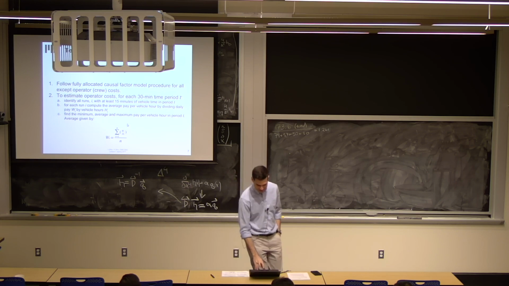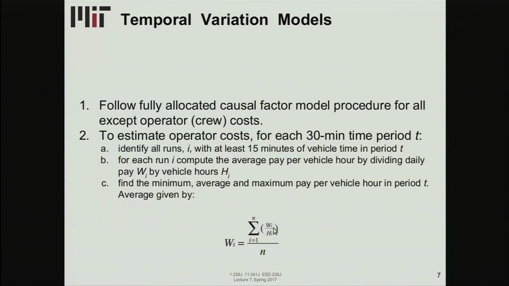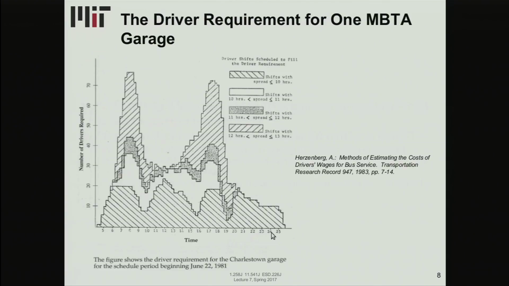And this is just an equation for average. What we have here is the sum over all runs in a specific period. This is the wage, the total pay for that run divided by the number of hours for that run. So we compute the average.